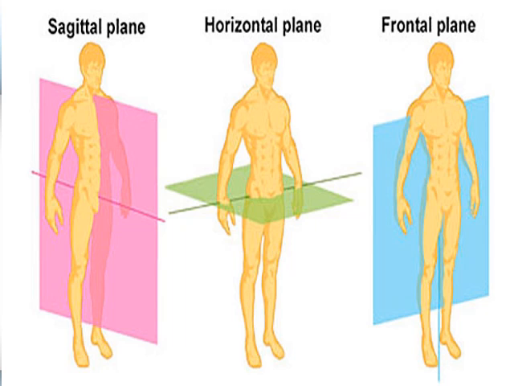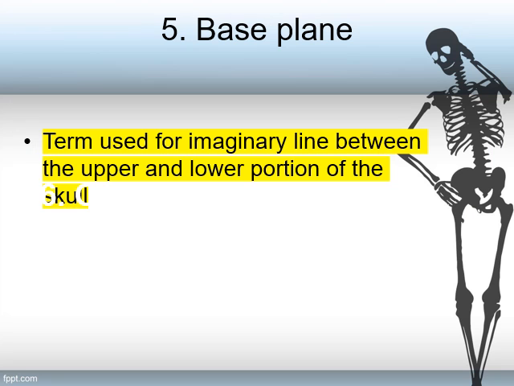So again, another picture just to show you the difference between sagittal, horizontal, and frontal. So sagittal, left and right; mid-sagittal, when equal left and right; horizontal, superior and inferior. And frontal, anterior and posterior.